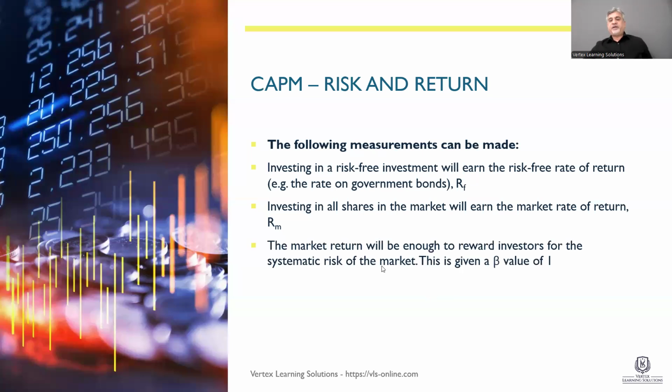And then the market return will be enough to reward investors for the systematic risk of the market. This is given a beta value of 1. Now, you need to understand this, okay? This is the point where we have to build our foundation. We say that the market is giving an average return, and that average return is called RM.